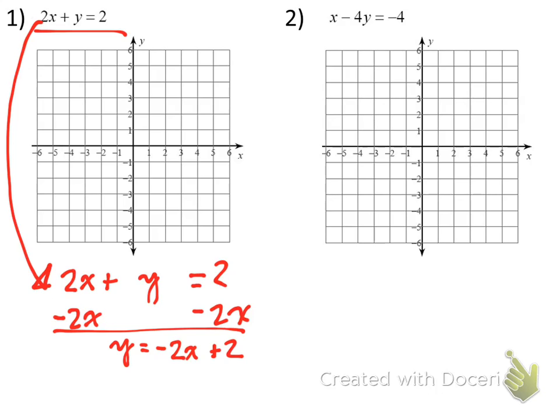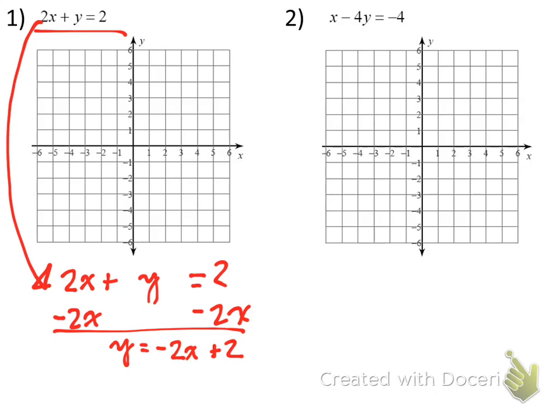So this is now in y is equal to mx plus b format. Y is equal to negative 2x plus 2. So we know our y-intercept is 2 and our slope is negative 2. So now we just plot it.